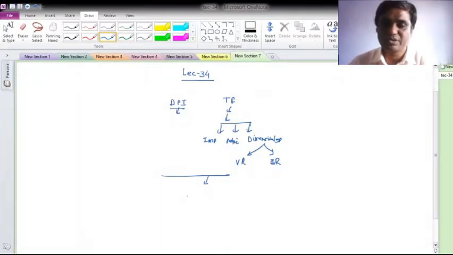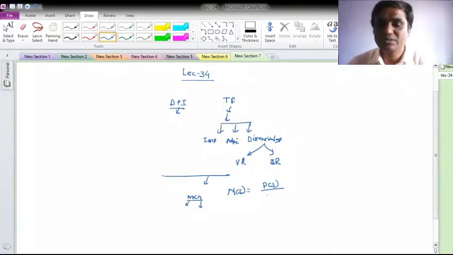Then we have defined the meaning of strictly proper transfer function, proper transfer function and improper transfer function. Say I have the ratio of two polynomials, P of s and Q of s. Suppose m is the degree of numerator and n is the degree of denominator. If the degree of numerator is less than the degree of denominator, then it is a strictly proper transfer function. Next, if m is equal to n, then it is a proper transfer function.